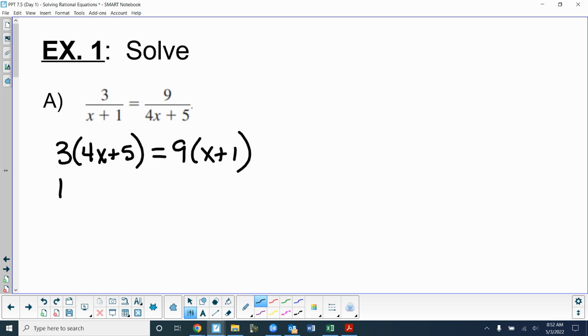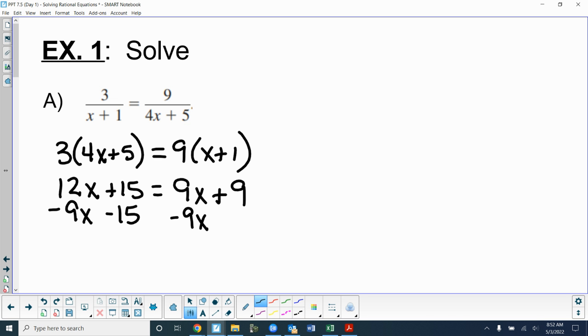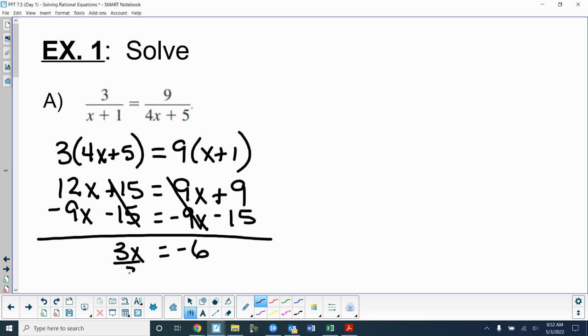All right, so we get 12x plus 15 when you distribute the 3, and 9x plus 9 when you distribute the 9. What's the next step? Subtract 9x. I'm going to do 2 steps here. And I'm going to subtract the 15. So this should be easy for you guys. So we get 3x on the left, the 15's cancel, the 9x's cancel, and we get negative 6 on the right. Divide by 3, we get x equals negative 2. Now, you should always check these. Is negative 2 okay up in both of these x's for the denominator?